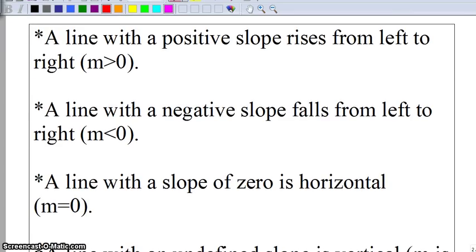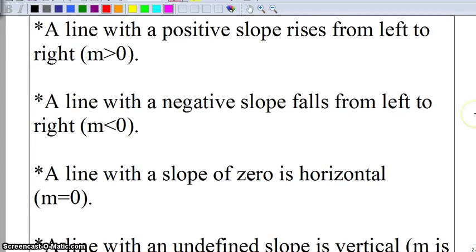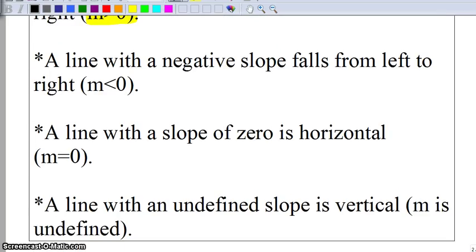Okay, so we have a little synopsis here. A line with a positive slope is going to rise from left to right. A line with a negative slope is going to fall from left to right. And the little m right here represents slope. Anytime you see that little m, it always represents slope. A line with a slope of 0 is horizontal, and a line with an undefined slope is vertical. You probably recall this from Algebra 1.